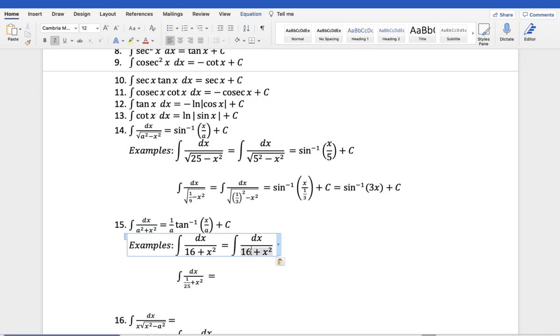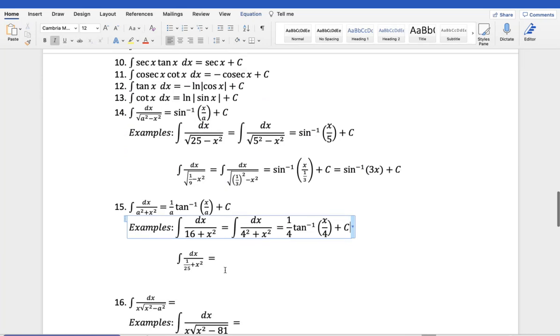And 16 we know is just 4 squared, right? So based on our formula, our a here is just equal to 4. So if we apply the formula, we'll just see that that integral is just equal to 1 over 4 multiplied by tan inverse of x over 4 plus a constant of integration c.